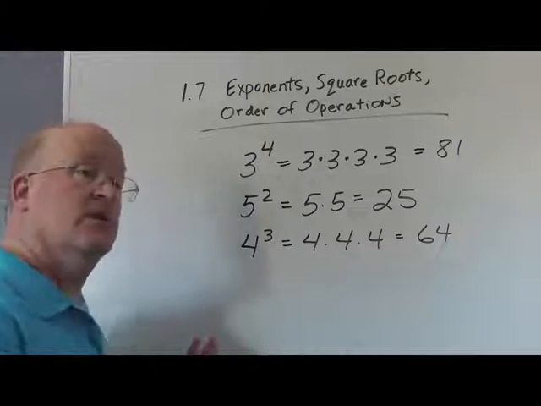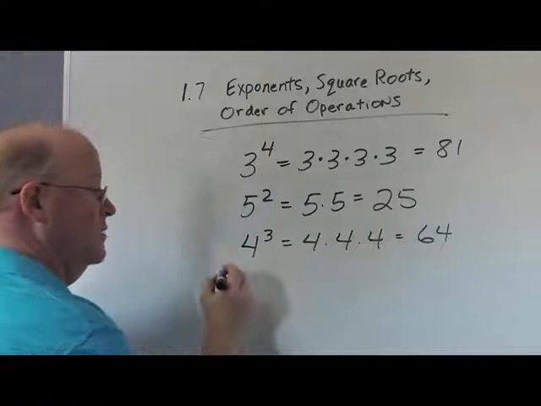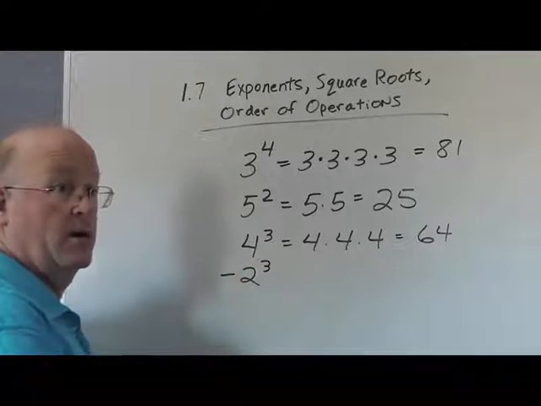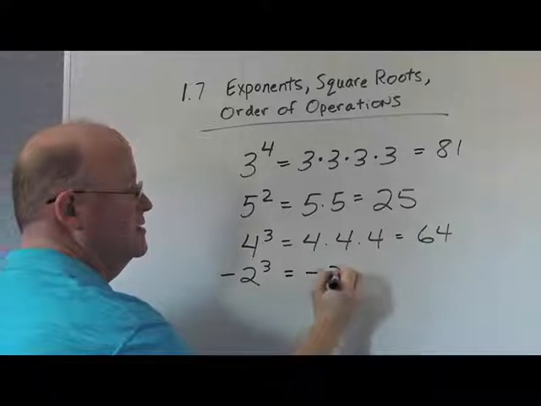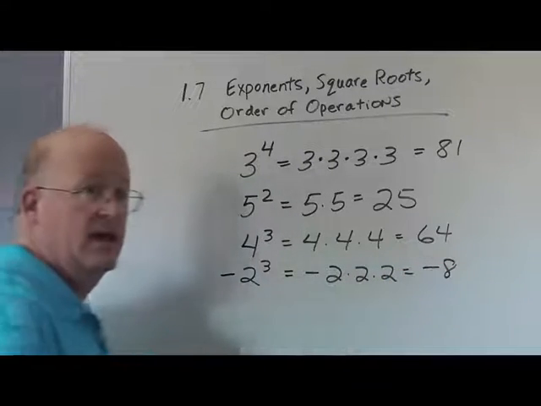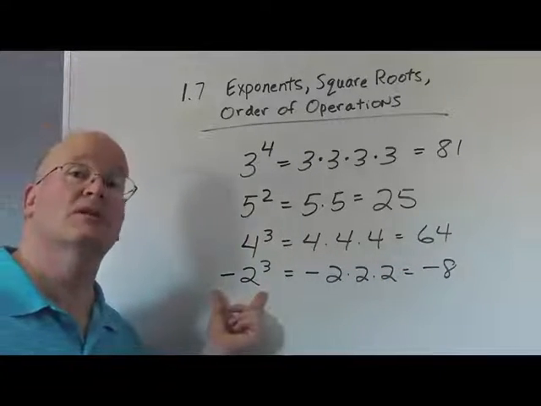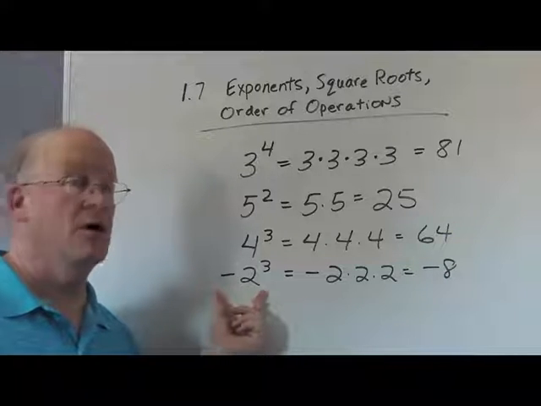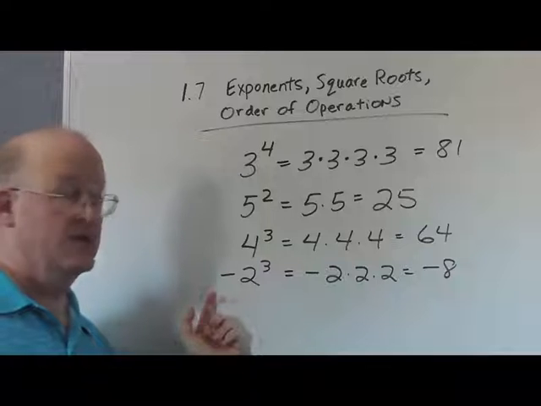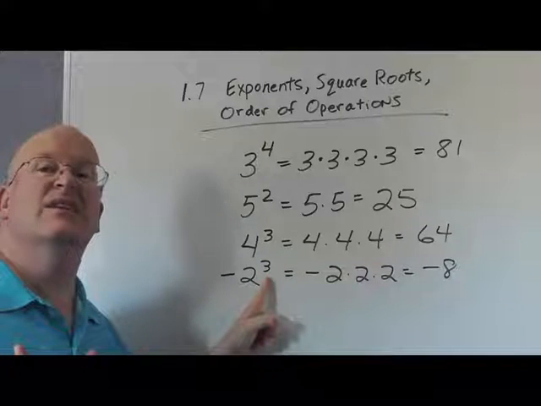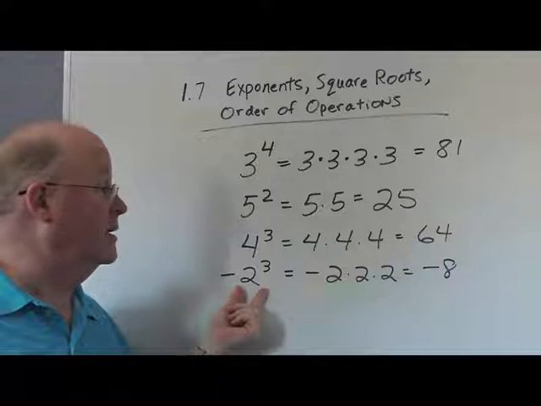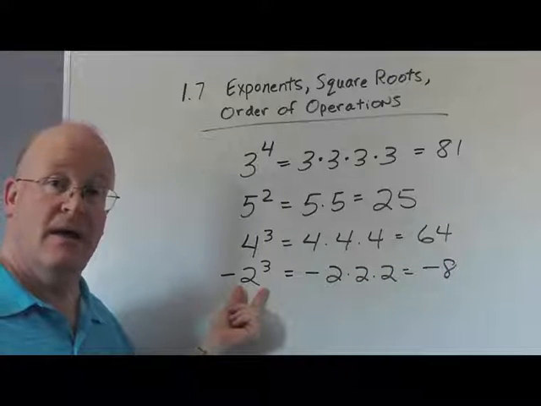Now, let me call your attention to something else. If I have something like negative 2 to the 3rd power, that is equal to negative 2 times 2 times 2, which is negative 8. Even though it's pronounced negative 2 to the 3rd power, it's only 2 to the 3rd power that's becoming negative. That exponent we say is nearsighted, so to speak. You can only see what it's directly next to, and only the 2 is getting raised to that power.